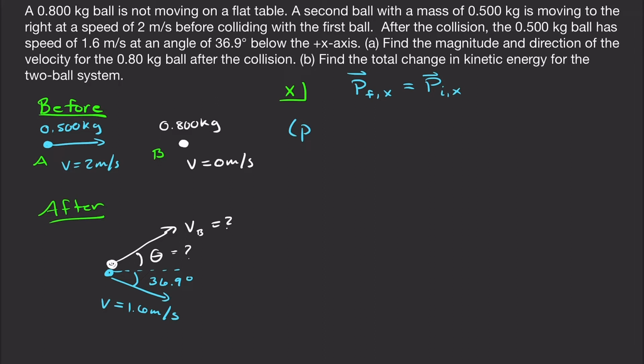So I will have the final momentum of A in the x direction plus the final momentum of B in the x direction is equal to the initial momentum of A in the x direction plus the initial momentum of B in the x direction. I like to write all of my subscripts. It's tempting, since everything here is in the x direction, to just drop it. But we don't want to forget to take the x and y components of our velocity, and we don't want to confuse those components with the actual hypotenuse or the vector magnitude itself. So it's good to always keep your subscripts.